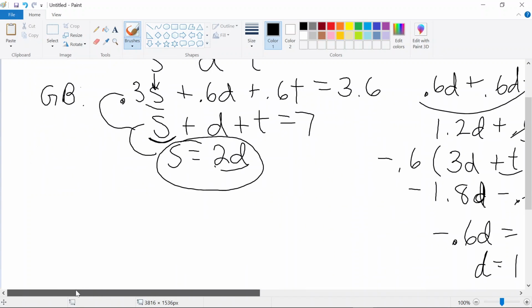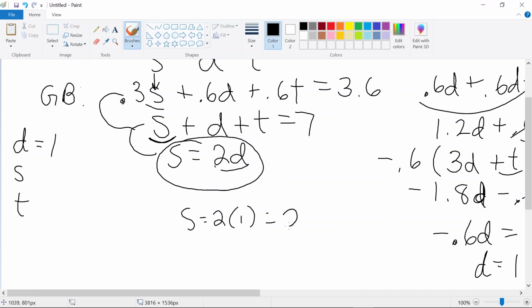So now I know I have 1 drama. What's the other one? Sitcom and talk show. Well, sitcom equals 2 times drama. So sitcom equals 2 times 1 equals 2. So there's 2 sitcoms. And that would mean 2 and 1 is 3. That would leave 4 talk shows, because they have to equal 7.